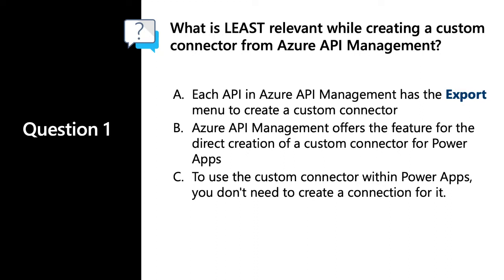I'll ask the first question. What is the least relevant while creating a custom connector from API management? Out of these three choices, which one is not right? Justin, how about you and I run through them together? The question is a little tricky, because we are choosing the incorrect answer. The first option is: each API in API management has the export menu to create a custom connector.